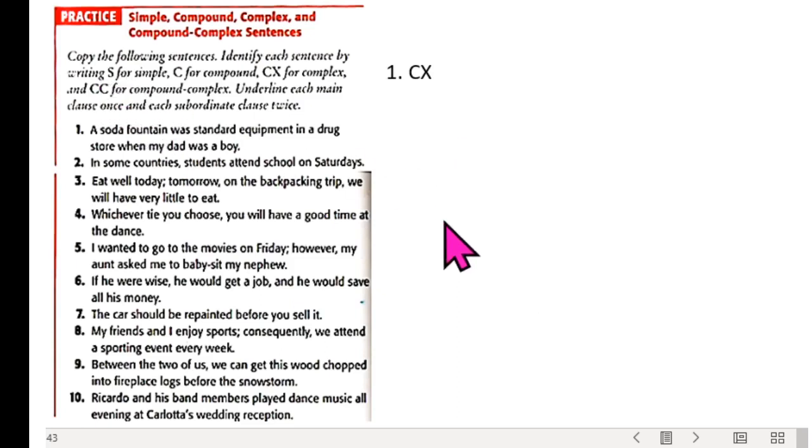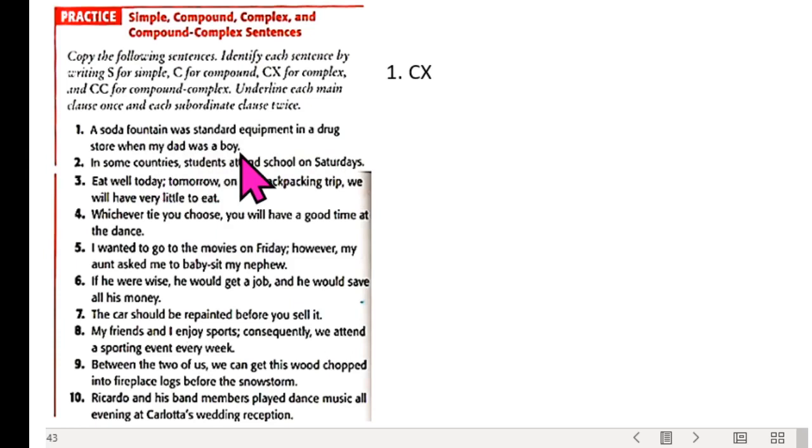Let's see one other exercise, and this one's gonna be the last one. Copy the following sentences and identify each sentence by writing S for simple, C for compound, CX for complex, and CC for compound complex. Underline each main clause once and each subordinate clause twice. A soda fountain was standard equipment in a drugstore when my dad was a boy.